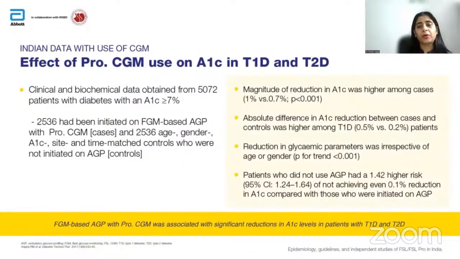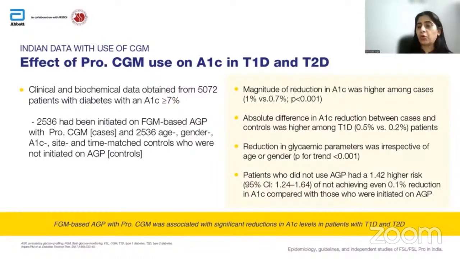Now, this is another study by Dr. Mohan's group, Anjana et al., looking at the effect of professional CGM use on A1C in patients with type 1 and type 2 diabetes. Clinical and biochemical data was obtained from more than 5,000 patients with diabetes with an A1C of more than 7%. Half of these patients were initiated on flash glucose monitoring based AGP with professional CGM, who were called cases. And half of these patients were age, gender, A1C, site, and time matched controls, who were not initiated on AGP. So these were the control arm.